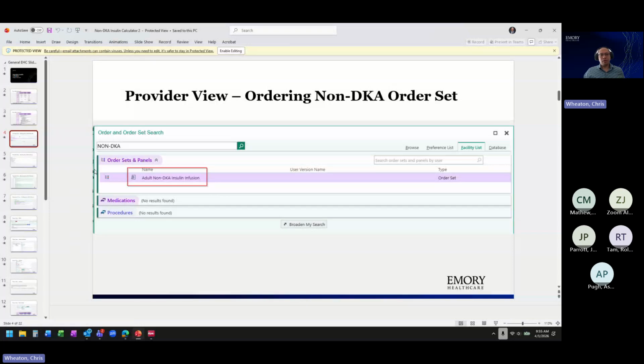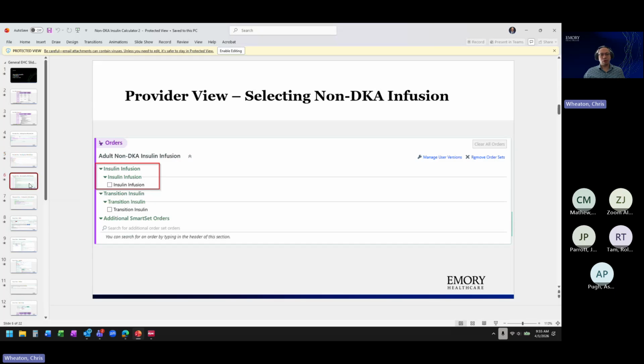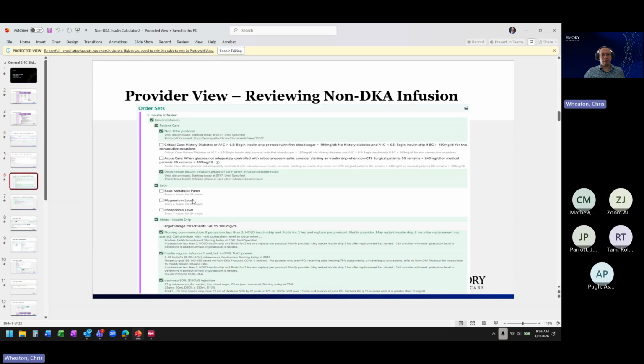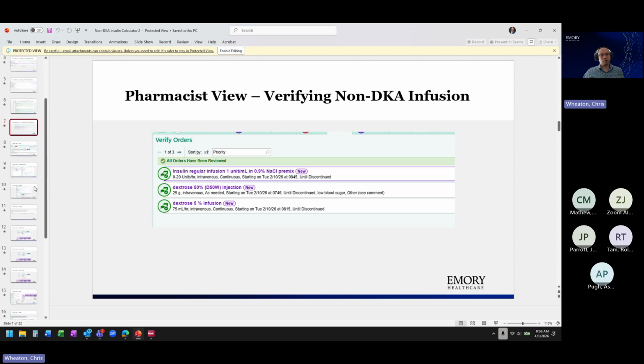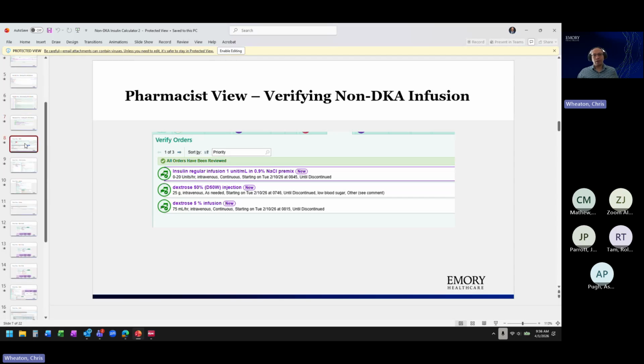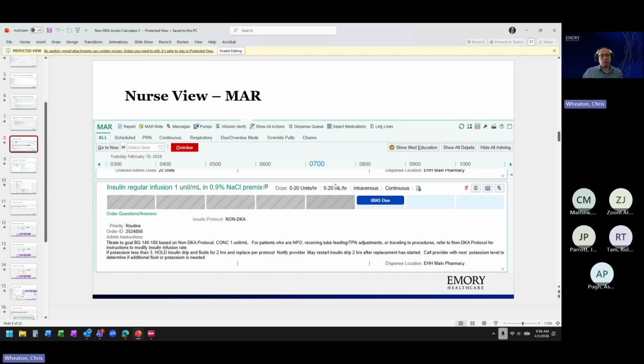There is no significant change for the provider ordering process. They will still use the non-DKA order set, being able to order all the supportive care, the labs, as well as the medications needed. There are no changes for the pharmacist workflow verifying the orders. The major change is going to be for the nurse doing the insulin documentation.